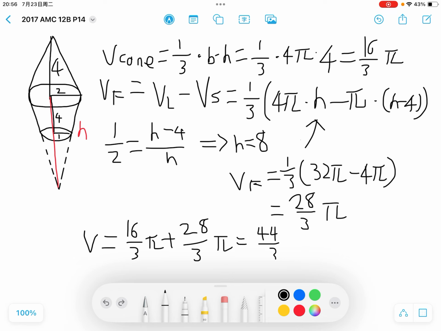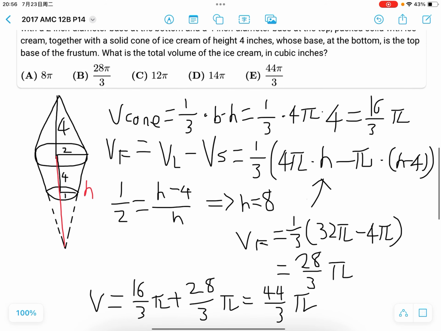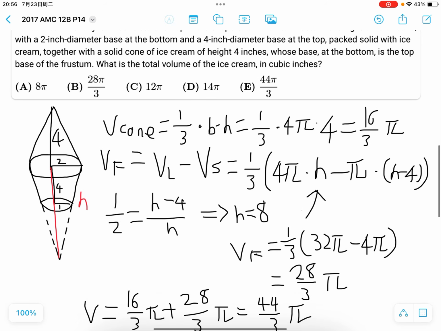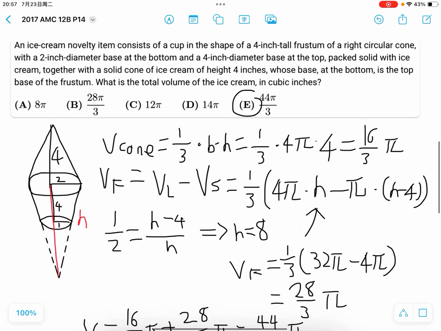We double check, so we scan through the whole working out process, and we don't think anything's wrong, so we'll just choose E as our answer. So this is the explanation to 2017 AMC 12B problem 14. Hope you learned something about how cones, similarity, and frustums work together to allow us to find the volume of a frustum and a cone together in a word problem.